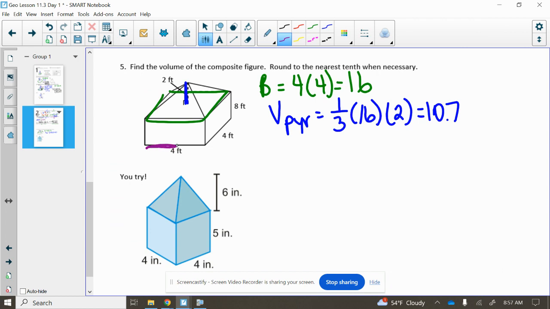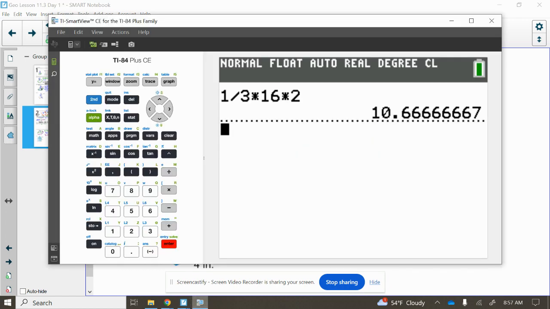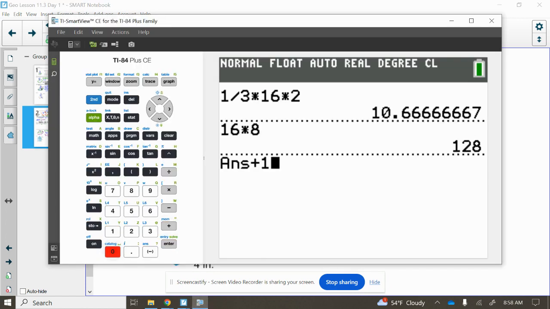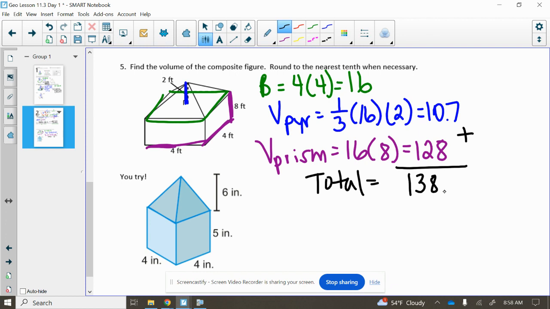Now the prism actually has the same base area, right, 4 and 4, but this time the height of our prism is 8. So we look for the volume, area of the base, again we are using 16, height then is 8, so 16 times 8, total of 128 for the volume of the prism. Now our total volume then will come from adding those two together. So 128 plus the 10.7 gives us a total of 138.7 cubic feet.